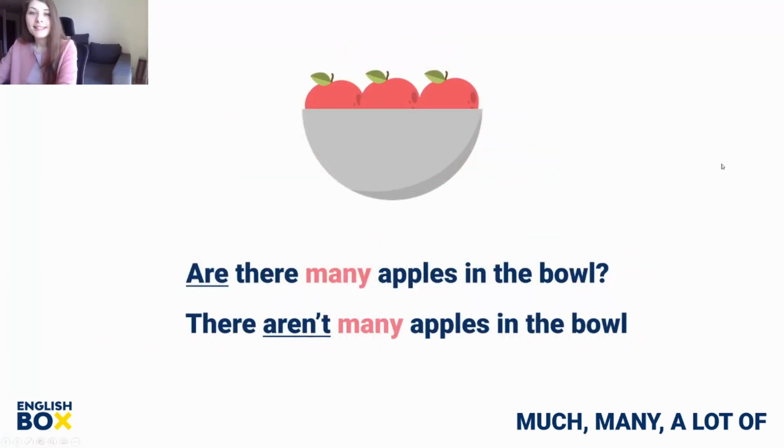Now let's have a look at some examples. Are there many apples in the bowl? There aren't many apples in the bowl. So in both sentences we use many and the plural verb be because apples is a plural countable noun. Are there many apples? There aren't many apples.